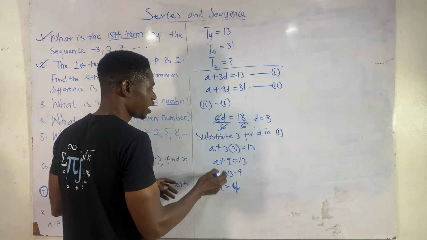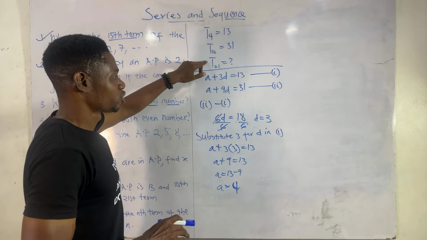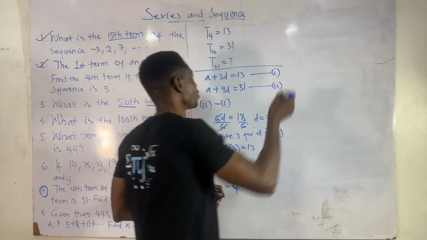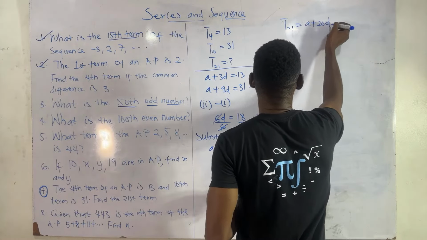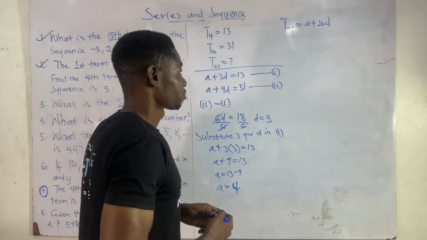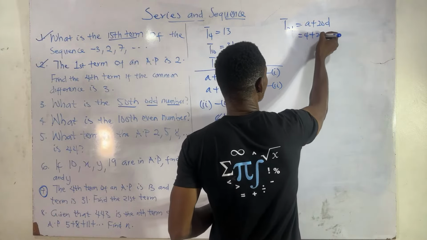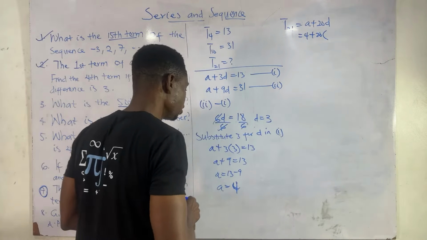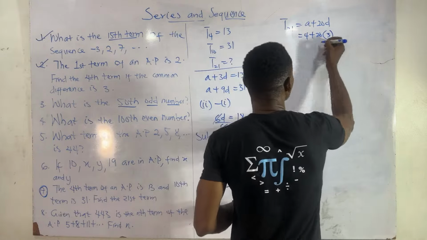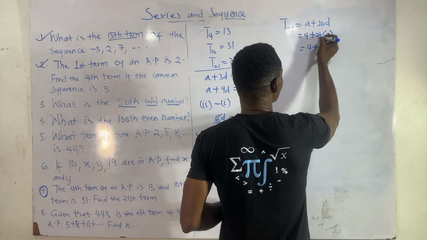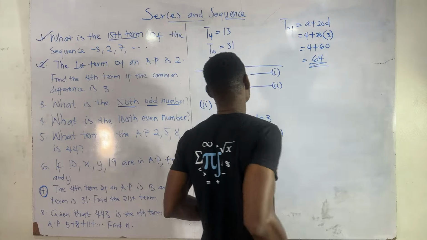Remember, once you know your A and your D, you can do anything. So the question says find T21. So obviously, T21 will be A plus what? 20D, right? So our A is what? 4 plus 20. What's our D? 3. So our D is 3. So you have what? 4 plus 20 times 3, that's 60. Final answer, 64.